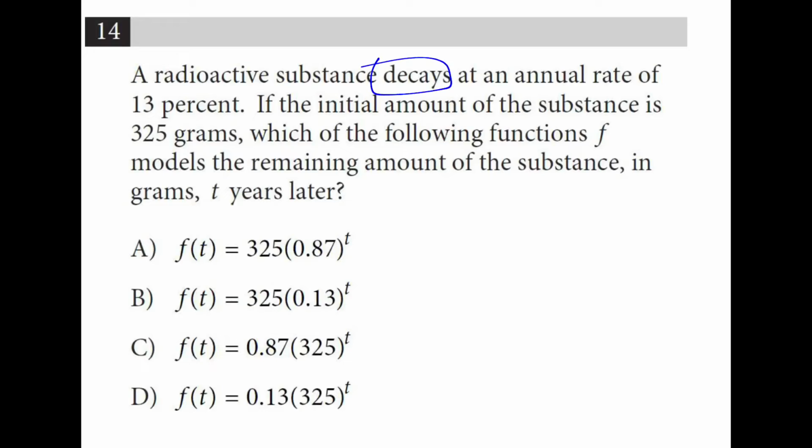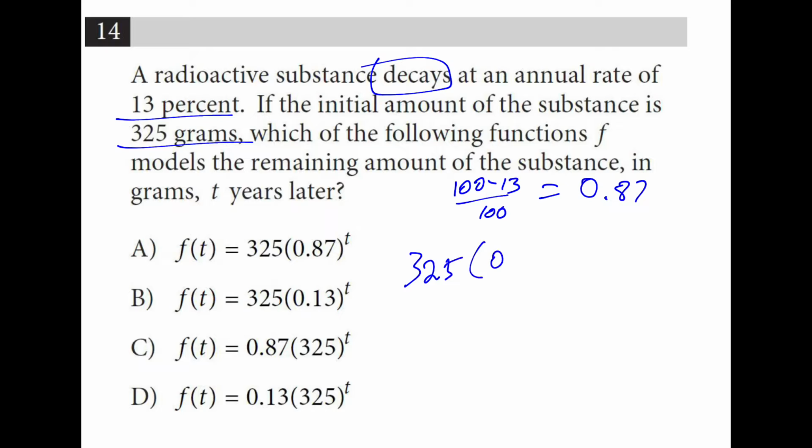If we decay at a rate of 13%, we take 100 minus 13 divided by 100, and that's how we get 0.87 for our decay factor. The initial amount is 325, so we multiply that by 0.87 to the power of t. That's why A is the right equation.